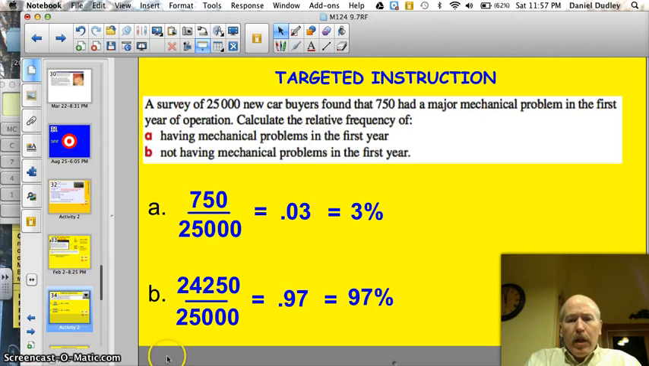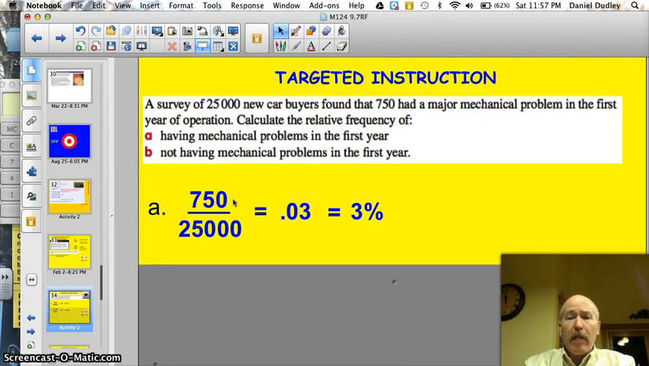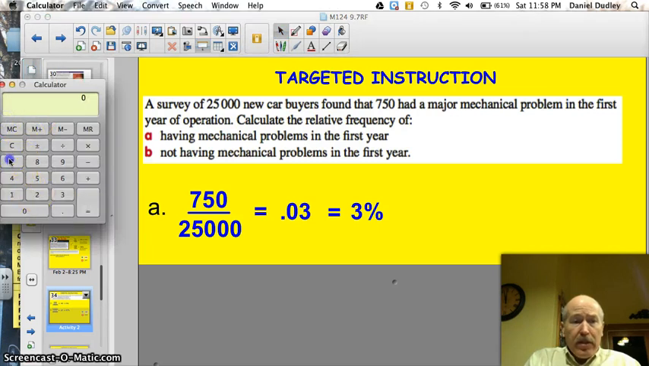First problem. We cover this one up so you can just focus on one. 25,000 new car buyers found that 750 of them had major mechanical problems in the first year of operation. Calculate the relative frequency of, question A, having a mechanical problem the first year. So 750 out of 25,000. Set it up as a fraction and then just divide them out. 750 divided by 25,000, I get 0.03. There's my relative frequency. Or if I want to express it as a percent, move that decimal 2 spots to the right, I get 3%. All right? Multiplying by 100.